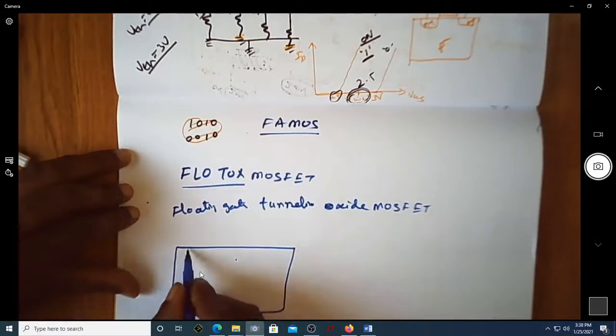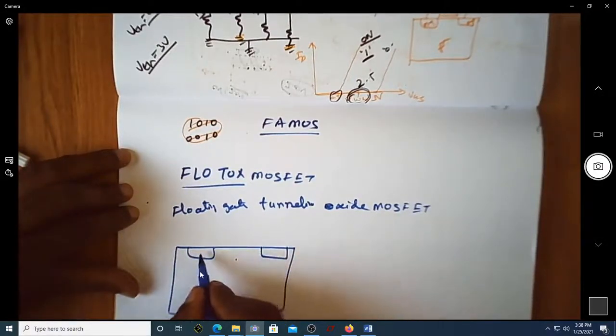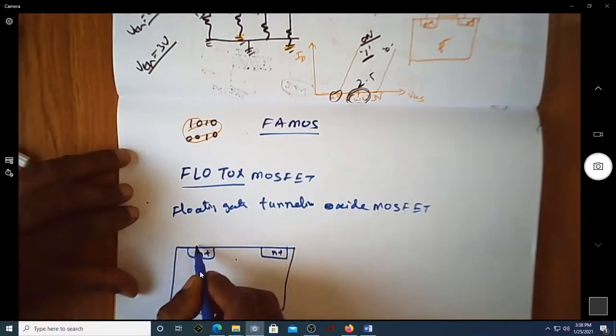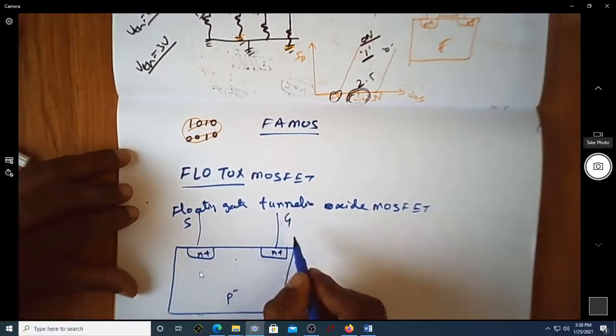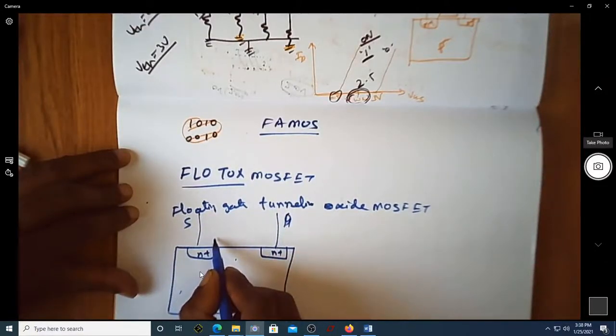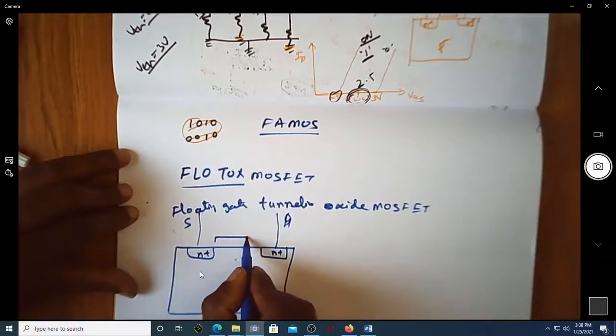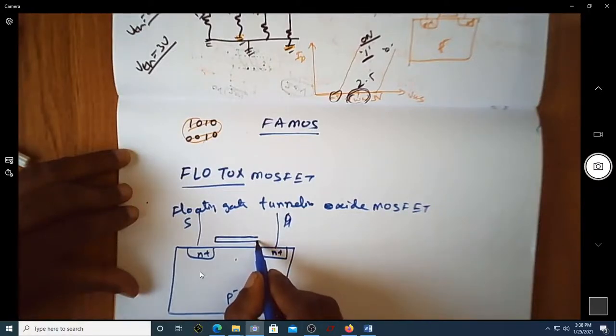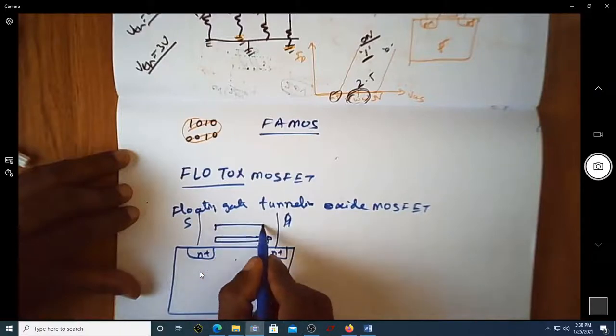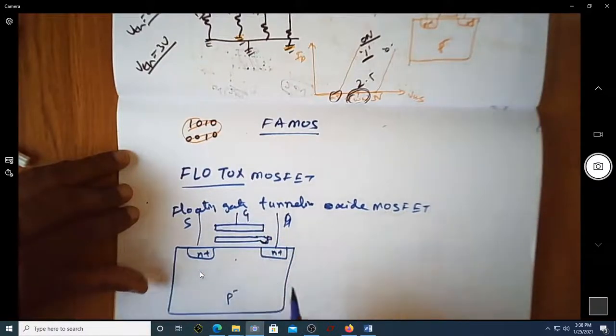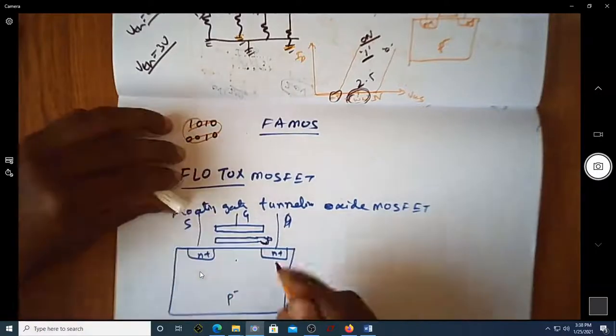The cross-sectional view of this Flotox looks like this. Suppose you consider this as the MOSFET structure, this is the P substrate, this is N plus, and this is the drain and gate. This is usually how the FAMOS looks, but here we have a floating gate structure that is slightly different compared to that of FAMOS. This is how the structure looks. Now this is the gate structure.